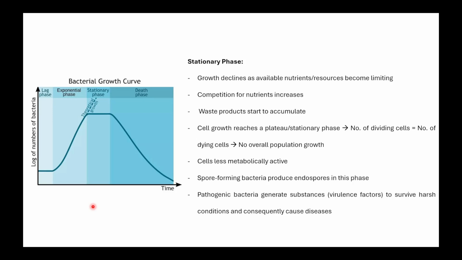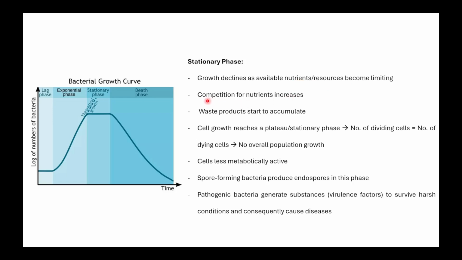So, after a certain point of time, the number of cells is too high, and the nutrient source or the resources that are available in the medium become limiting. Definitely, after a certain point of time, it will become limiting. In an ideal scenario, this would not have been the case, but in a natural scenario, the available nutrients or resources become limiting.